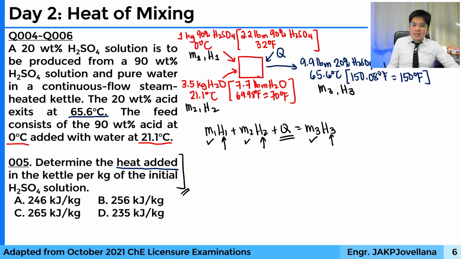From the HX diagram, we can determine that the enthalpy is a function both of composition, X for the weight percentage sulfuric acid, and temperature. And for all the streams, we already have the composition and temperature. So next, in the next slide, we'll read the values of the enthalpies from the figure.